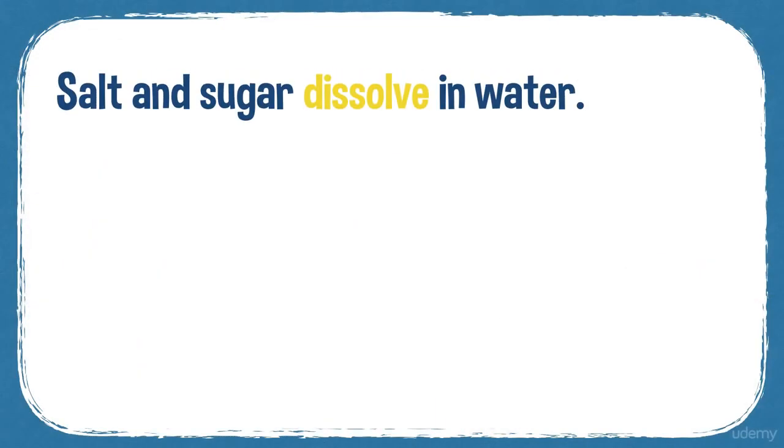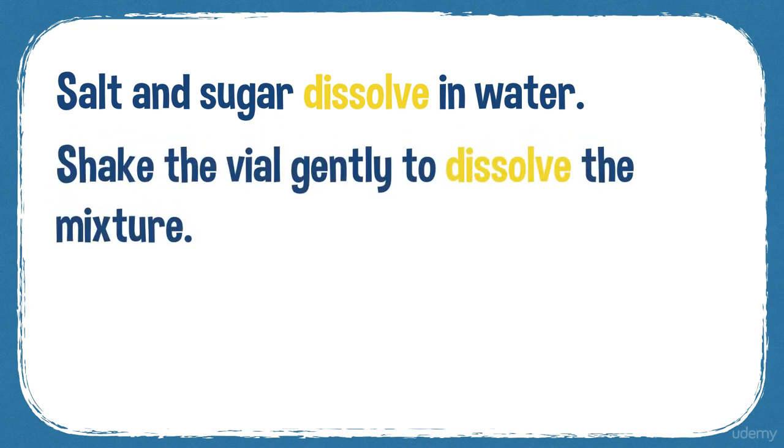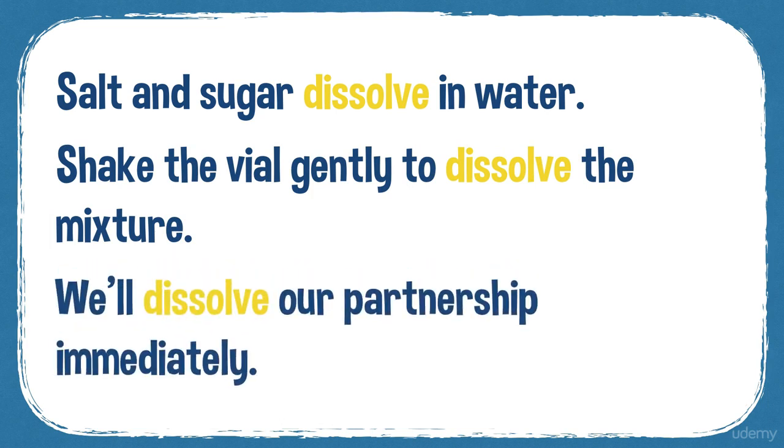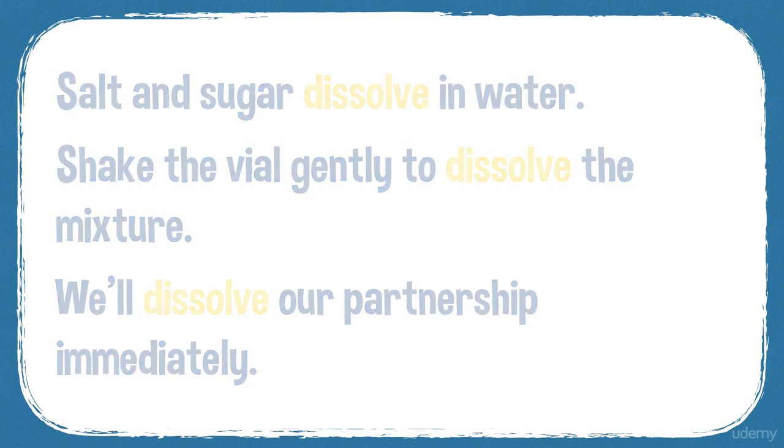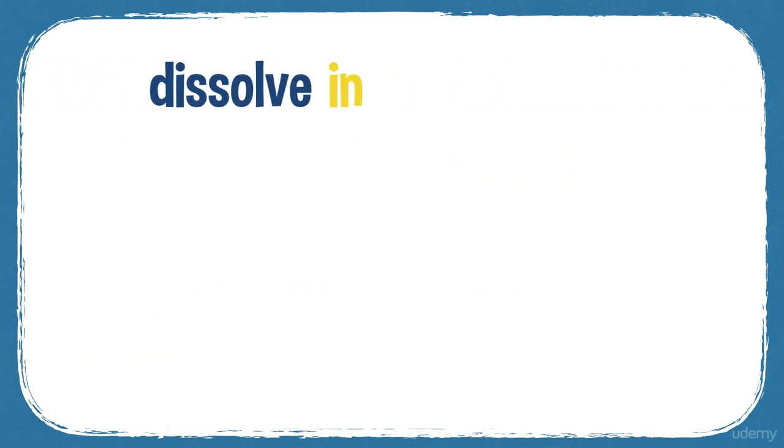For example, salt and sugar dissolve in water. Here is an instruction: shake the vial gently to dissolve the mixture. A vial is a bit like a test tube. We'll dissolve our partnership immediately. So here, dissolve is not a scientific use, it's for breaking up a business partnership, so it can be used more widely than chemistry. Basically means break up.